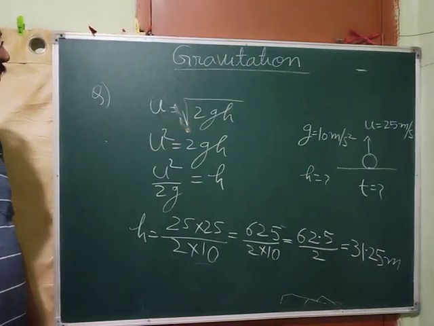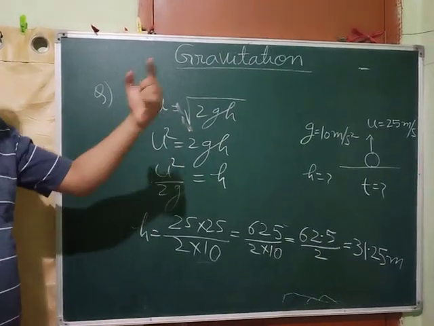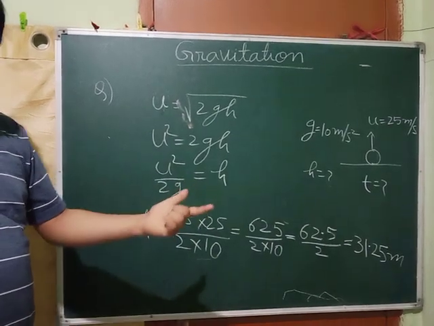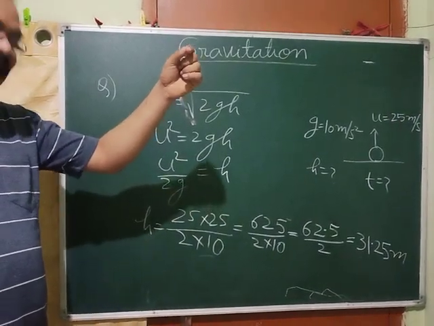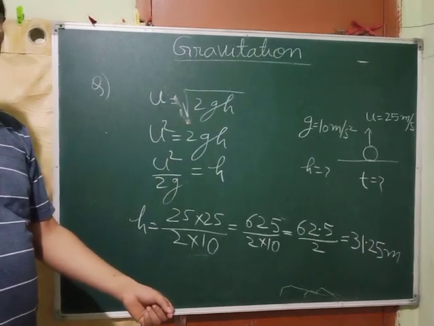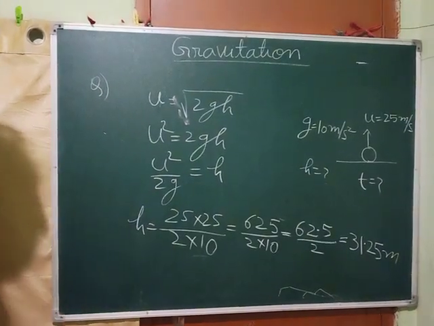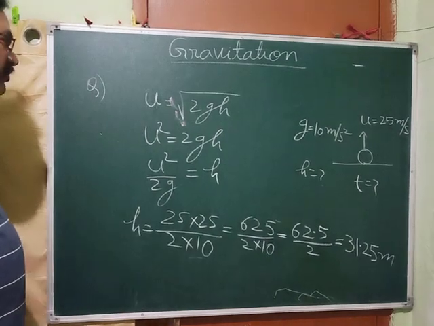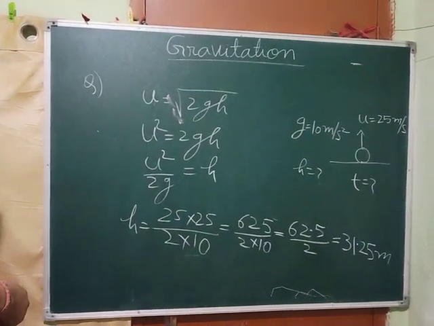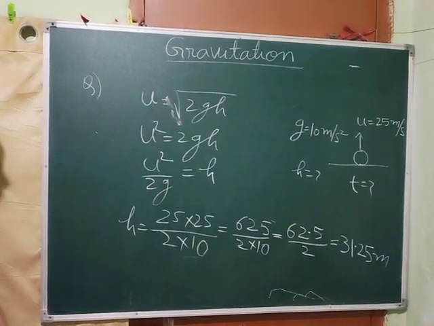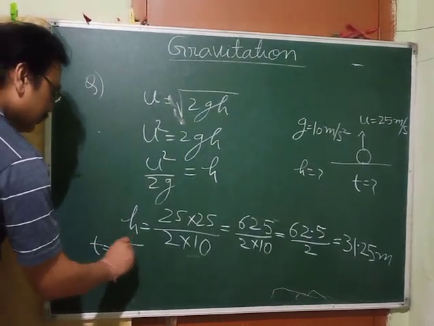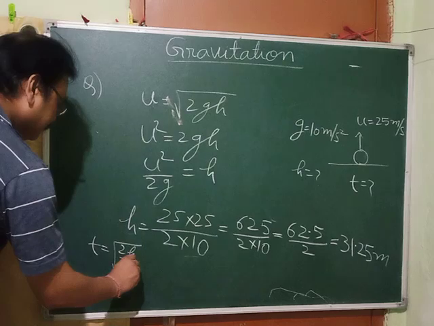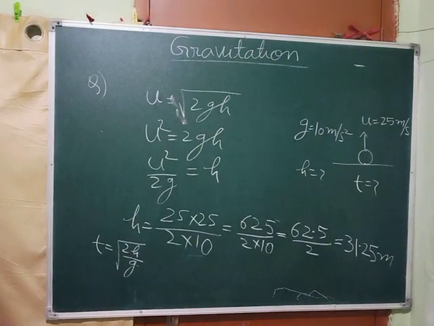So if you are able to find the time of ascending, the time of climbing, then you can double it and you will get the total time of flight. That means the total time it has taken to go to the highest point, and from the highest point to come to the ground. So that part we have to do. For that part you can use the equation for time that you know very well: T is equal to root 2h upon g. That is the equation for time.